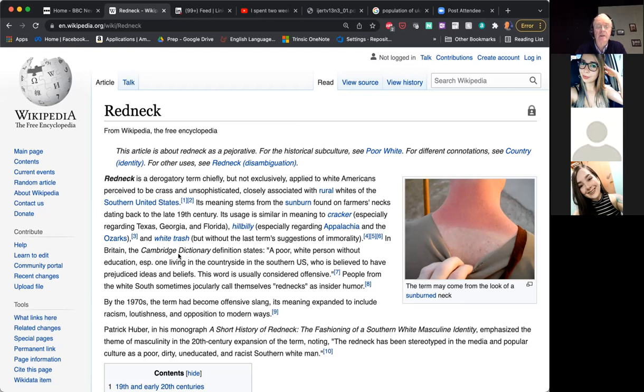In Britain, that's interesting, the Cambridge Dictionary definition states, a poor white person without education, especially one living in the countryside of the southern US, who is believed to have prejudiced ideas and beliefs. This word is usually considered offensive. People from the white South sometimes jocularly call themselves rednecks as inside humor. Okay, so the redneck bit has got to do with sunburn. It isn't to do with being hot from working hard. I'd misunderstood that. But we've got it, right?